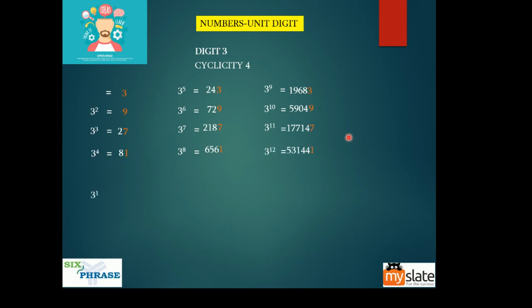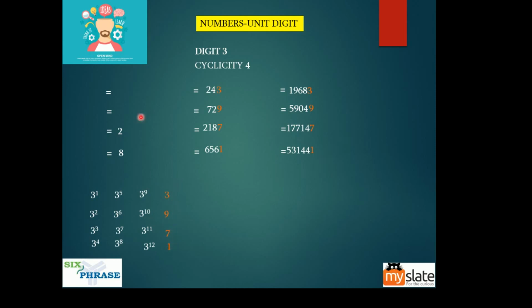Now guys, take 3 power 1, 3 power 5, 3 power 9. What is the unit digit for all these terms? 3, right? Take 3 square, 3 power 6, 3 power 10. What is the unit digit for all these terms? It is 9. So take 3 cube, 3 power 7, 3 power 11. What is the unit digit for all these terms? It is 7. 3 power 4, 3 power 8, 3 power 12. What is the unit digit for all these expressions? It is 1. So you can see you have 3, 9, 7, 1, 3, 9, 7, 1 repeating.